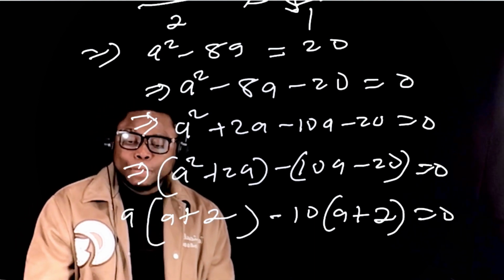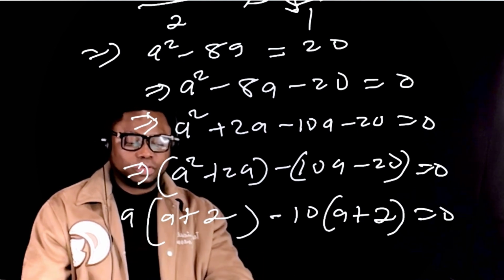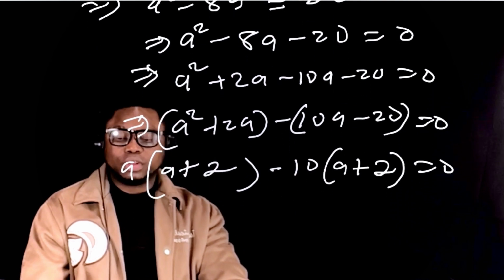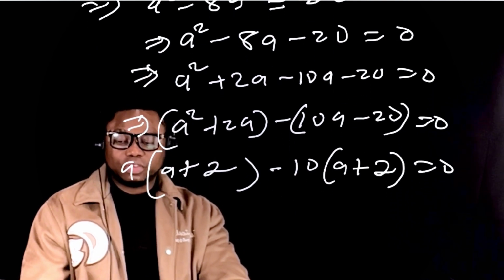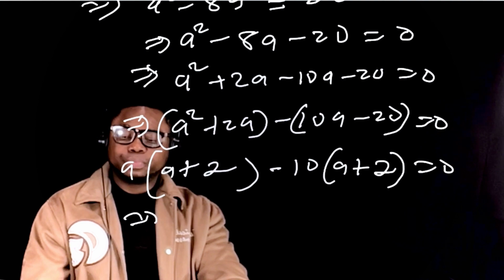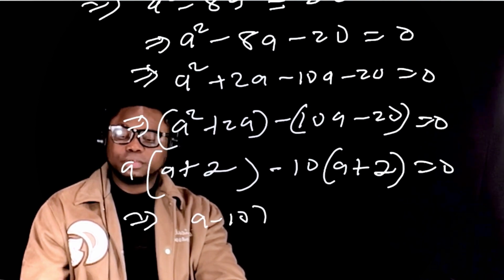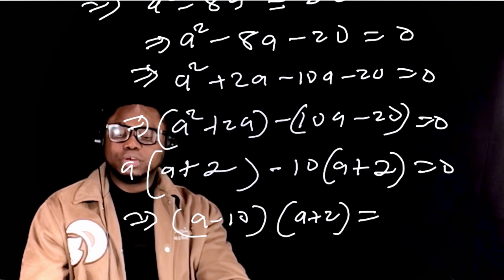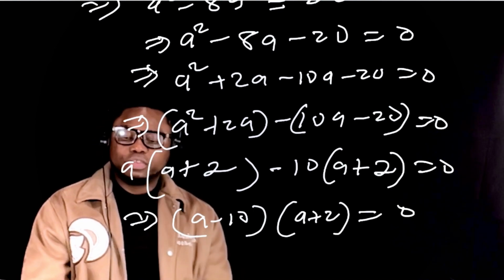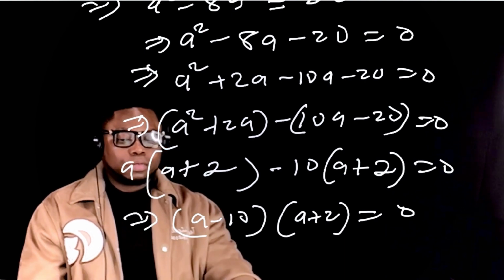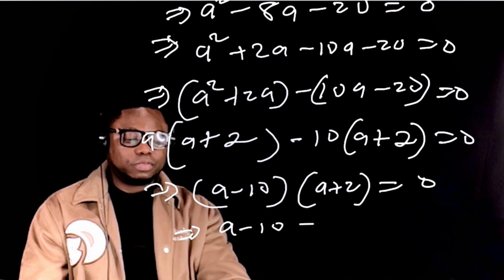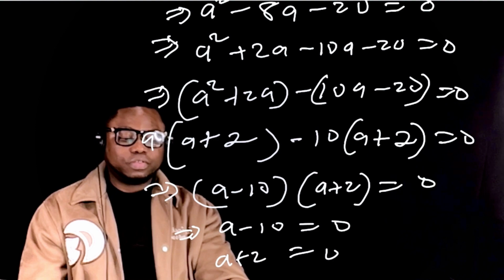So I have a plus 2 in the first bracket and a plus 2 in the second bracket. They are common, so a plus 2 is a common factor. I'll pick one, and I'll take a minus 10 and a plus 2 and equate each bracket to 0. The first bracket, a minus 10, is equal to 0, and a plus 2 is equal to 0.